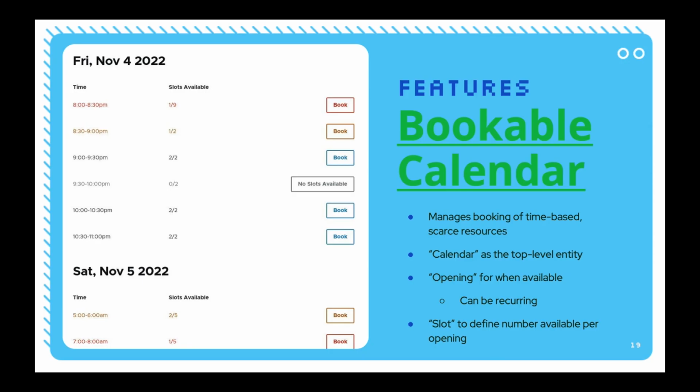And so you can define, as you can see in the example here, the first one has 9 slots available and only 1 is left, or the one that's at 9:30 on November the 4th is completely sold out, and so it's automatically changed the call to action there to say there are no slots available. So can be really powerful and also very easy to set up by design. So definitely for that kind of a use case, I think bookable calendar is worth a look.